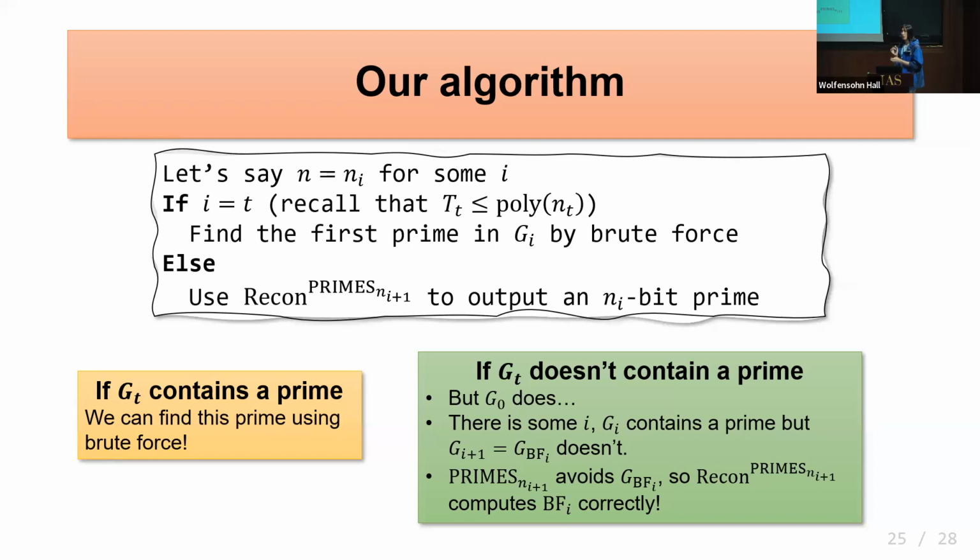So first, since g_i indeed contains a prime, the output of BF_i should be the first prime in g_i. And second, since g_{i+1} doesn't contain a prime, it means primes on input length n_{i+1} is a good distinguisher for g_{i+1}. And g_{i+1} is the Kanten generator based on BF_i. Therefore, we can indeed use primes on n_{i+1} to reconstruct the output of BF_i, which will give us a canonical prime.